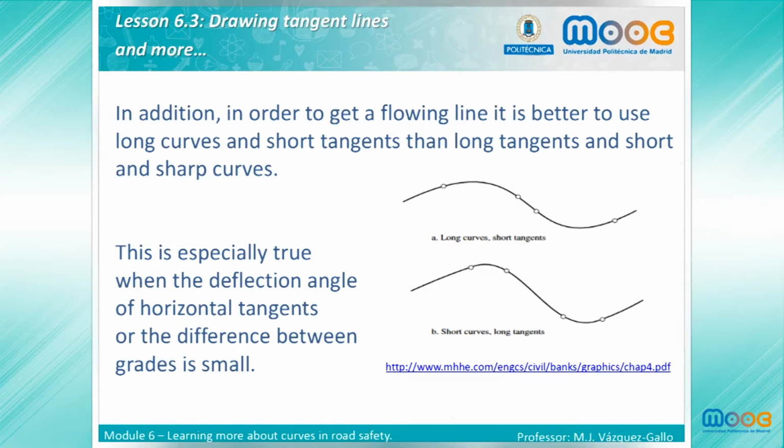In addition, either in horizontal or vertical curves, in order to get a flowing line, it is better to use long curves and short tangents than long tangents and short curves. This is especially true when the deflection angle of horizontal tangents or the difference between grades is small.